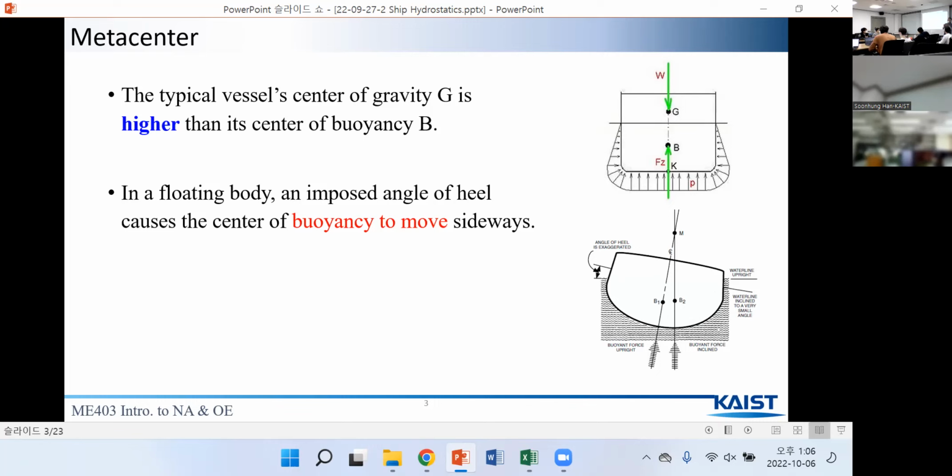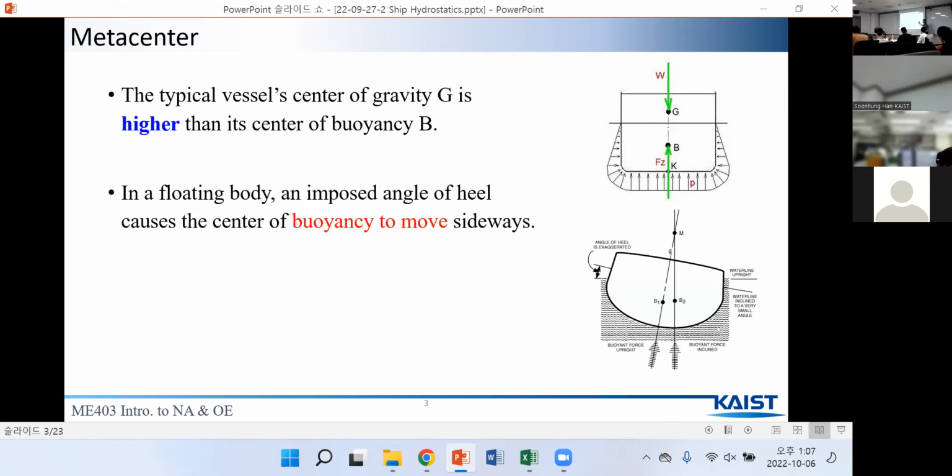When heeling, the submerged volume is changing, right? When rolling, the submerged volume has a different shape. So the buoyancy center moves toward the right-hand side, called right-hand heeling. Then we can calculate M, and it is also balancing at this moment. So we have the center of buoyancy, the center of gravity, and the center line. When the buoyancy force line meets the center line, we call this the metacenter, M.